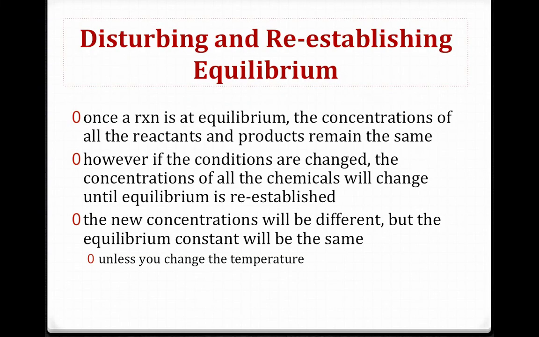So I get x to be a value of 2.17 times 10 to the negative third, and if I check that, the approximation is valid. Take that x value, plug in to get my new concentrations, check by plugging into the Kc, and we're good.